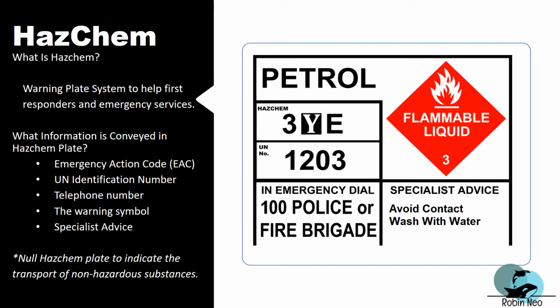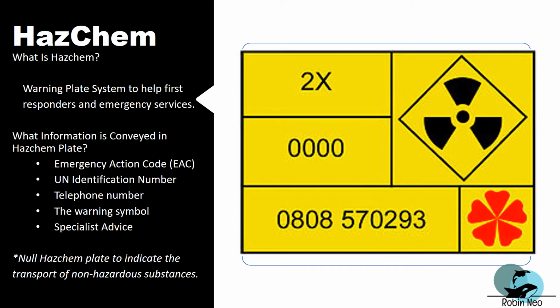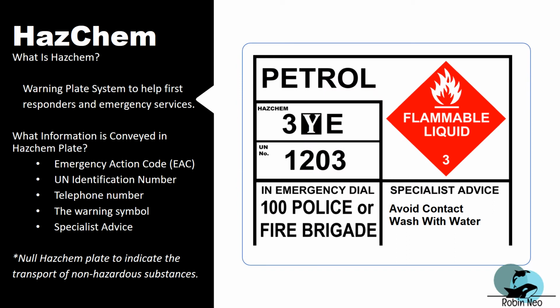The middle left section gives the UN substance identification number describing the chemical. The lower left section gives the telephone number that should be called if any specialist advice is needed. The warning symbol at top right indicates what danger the chemical presents. The bottom right of the plate may or may not carry a company logo. There is also a standard null HazChem plate to indicate the transport of non-hazardous substances. The null plate does not include an EAC or substance identification number.